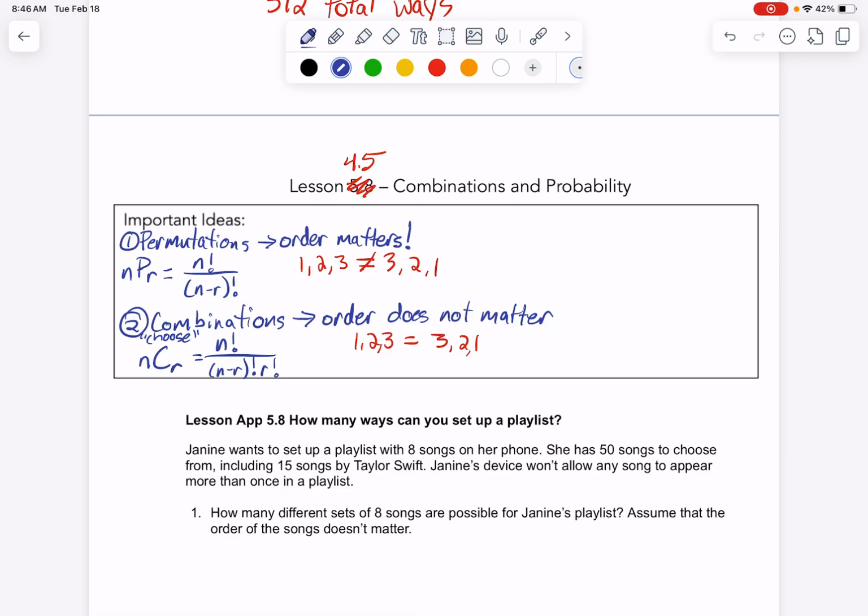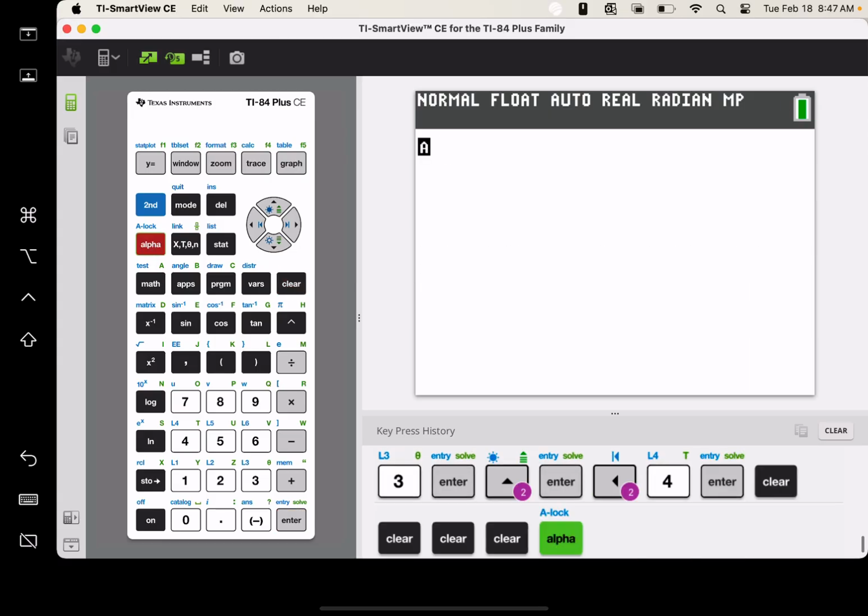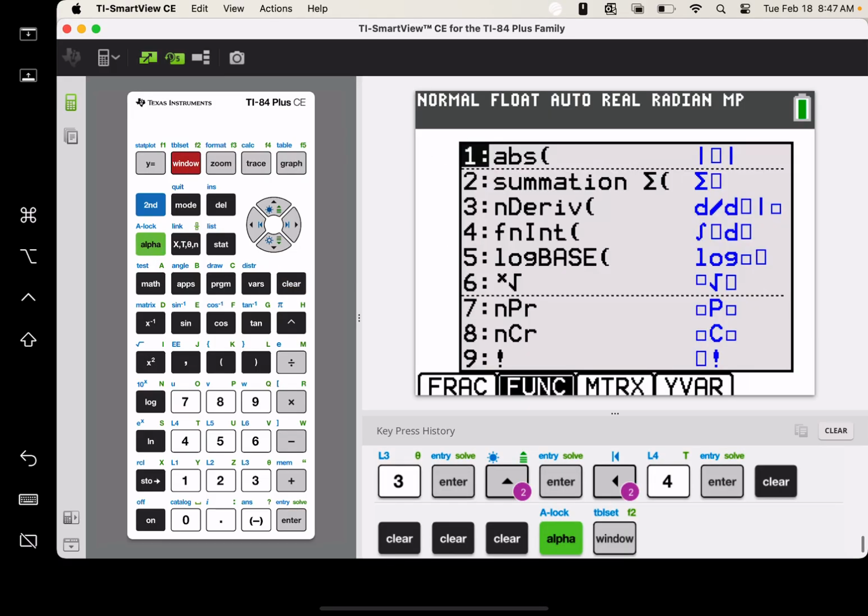Remember to get there on your calculator. We are big friends with the green and then the window key. And everything's on 7, 8, and 9. We have nPr, nCr, and the factorial there.